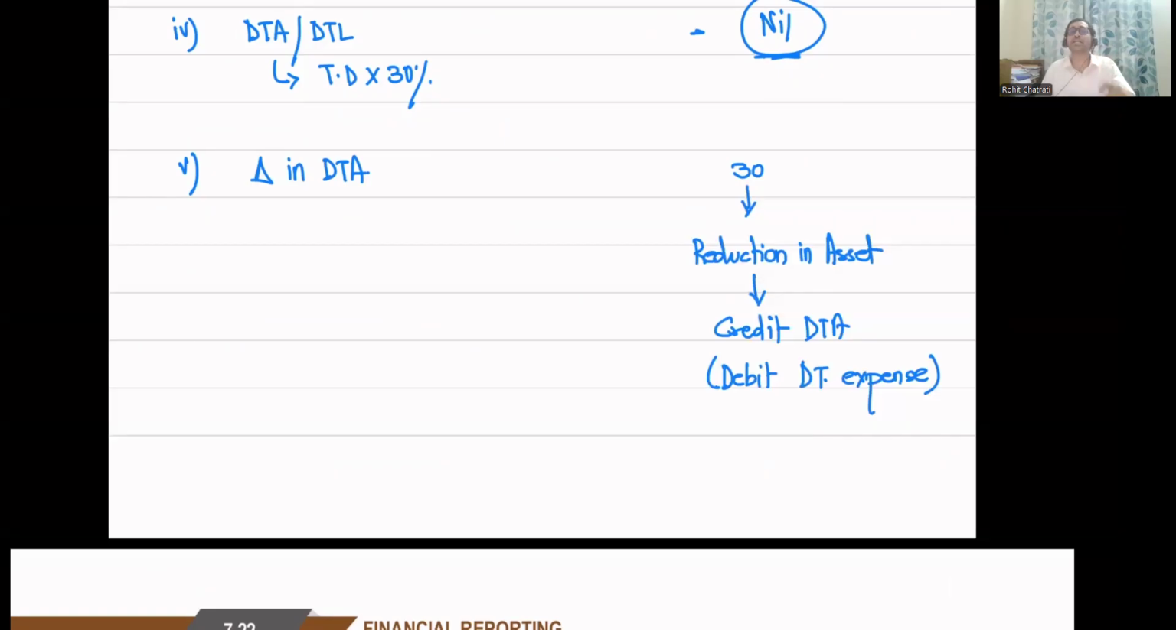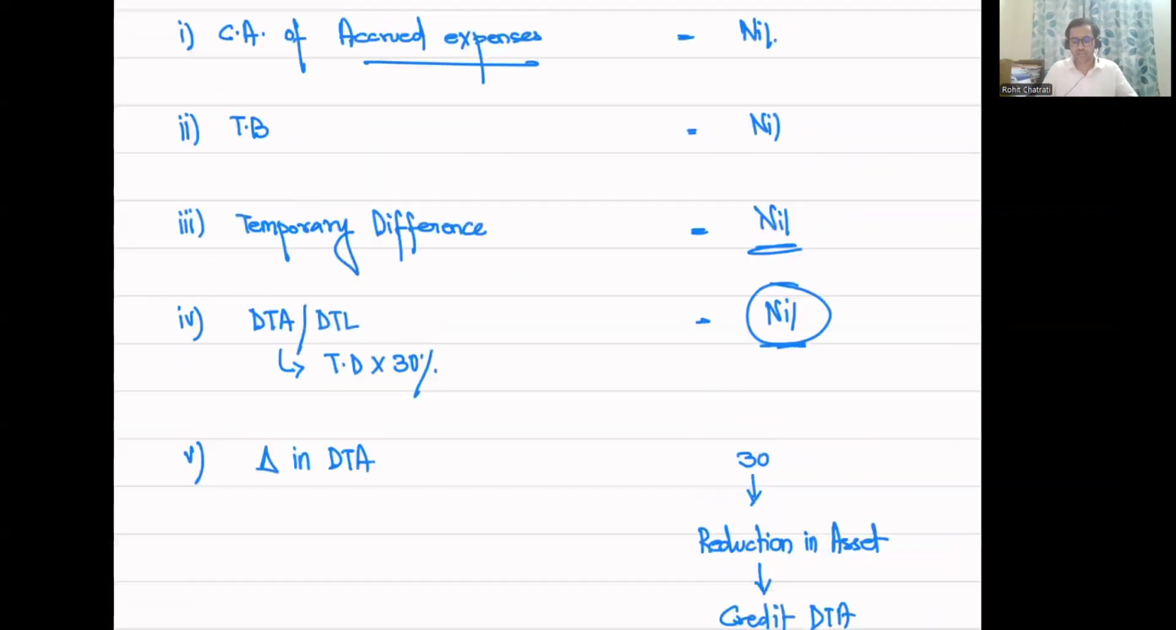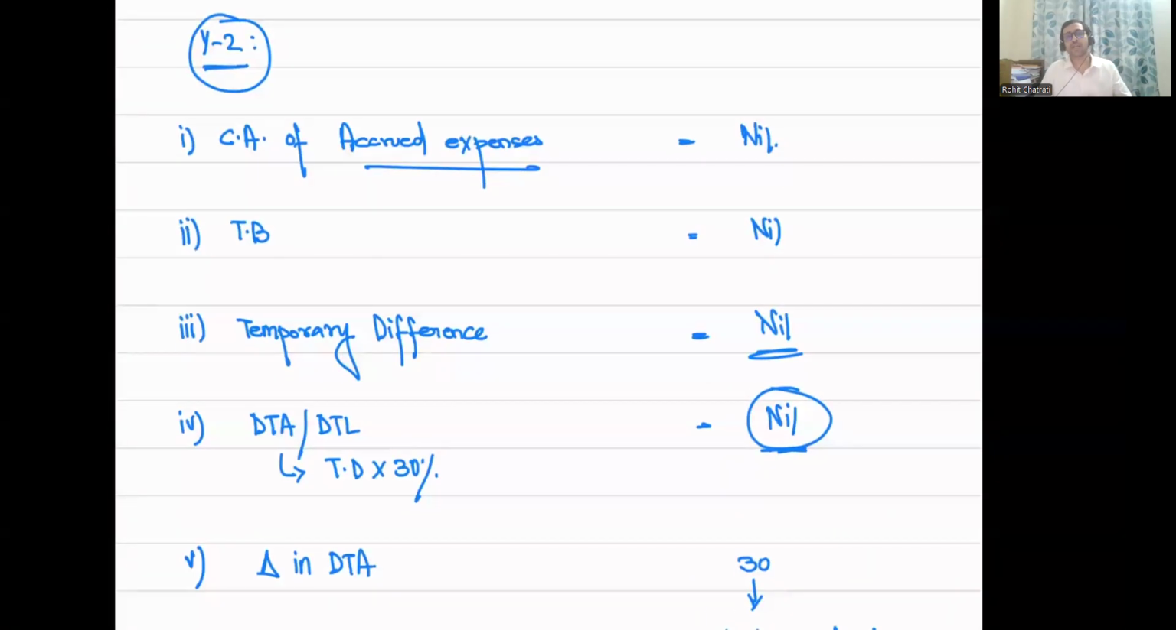It's just that Ind AS 12 gives you a stepwise procedure that we are required to follow in case of every item. We are actually required to do these 5 steps for every item on the balance sheet, for all the assets and for all the liabilities. Just like how we did it for interest receivable and accrued expenses, we are required to do it for all the assets and all the liabilities that you see on the balance sheet. And we are required to record a DTA or a DTL on every item of asset and liability.